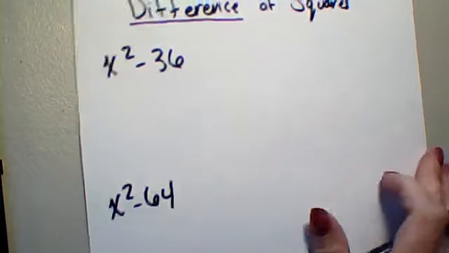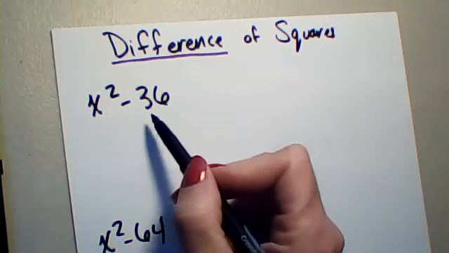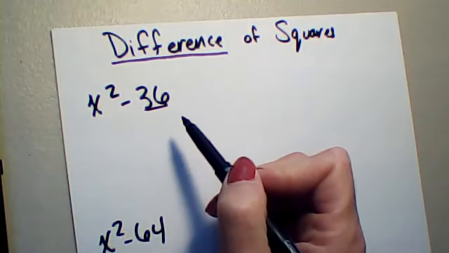Okay, so let's take a look at this, x squared minus 36. I take a look at that term. Yep, it's a perfect square.